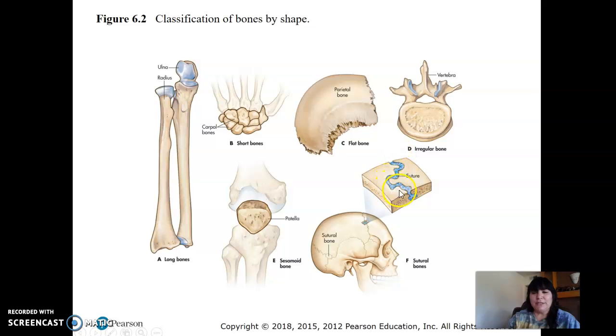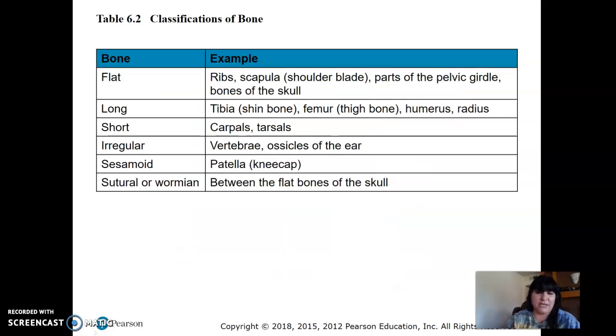Suture is a joint between bones, and joints have 3 classifications. So classification of bones, whether it's flat, long, the long are the ones you're familiar with usually, short, irregular, sesamoid, patella, the kneecap. All right.